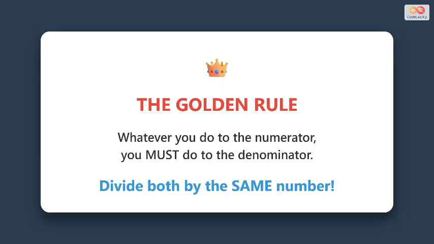There is one golden rule you must follow. Whatever you do to the numerator, you must also do to the denominator. To simplify, we divide both the top and bottom numbers by the exact same value.